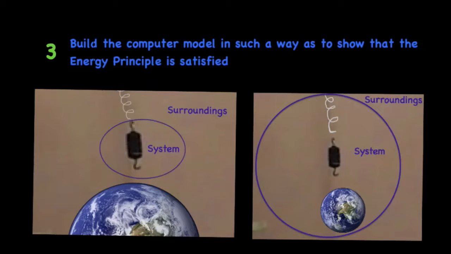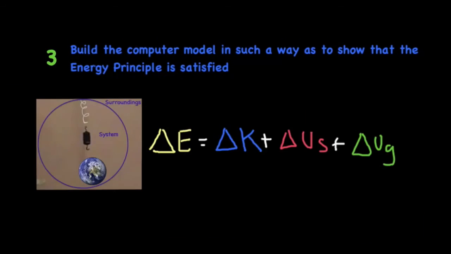Now for part 3. When we worked on the computer model to predict motion in part 2, it was more convenient to use the mass alone as the system. But now, in determining if the energy principle is satisfied, we consider the system to also include the spring and the Earth. If the energy principle is satisfied, then delta E equals delta K plus delta US plus delta UG, where delta E is the change in the total system energy, delta K is the change in kinetic energy of the mass, delta US is the change in spring potential energy, and delta UG is the change in gravitational potential energy. And since there are no significant interactions with the surroundings, delta E should equal 0.